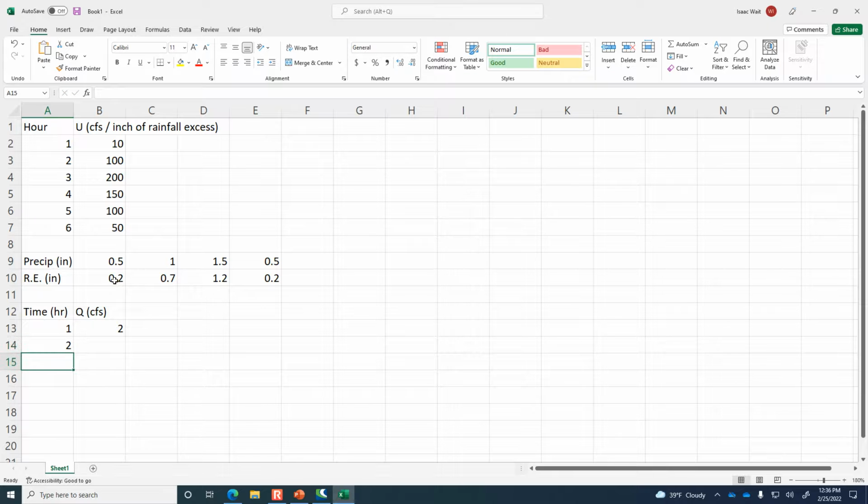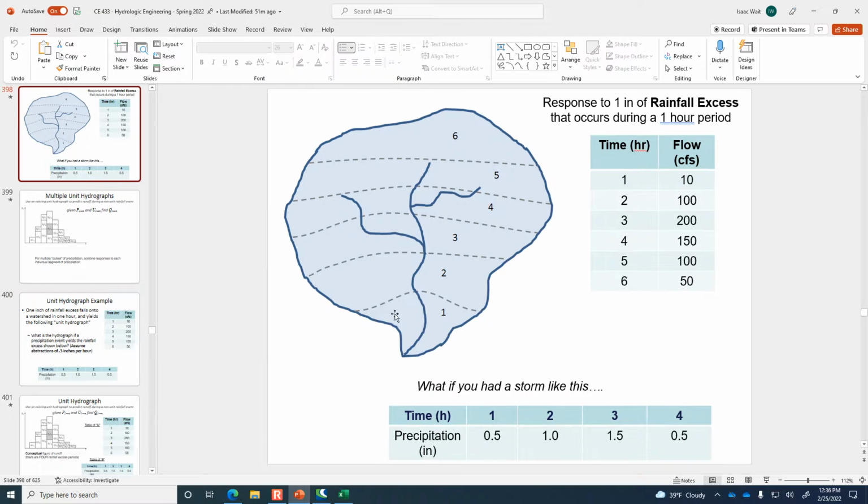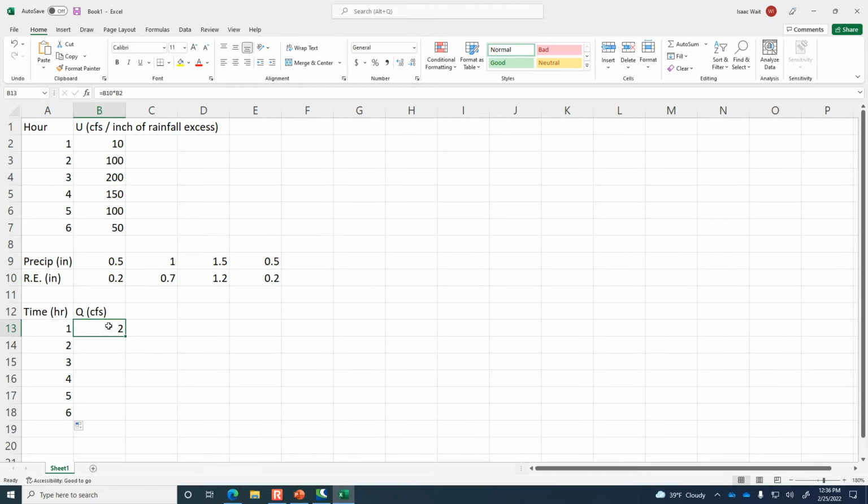Now let's just follow this first pulse of rainfall through the watershed. Okay, so that 0.2 inches, first it was only applying to this close part of the watershed. And then we can anchor the reference to the precipitation amount and then drag it down through the rest of the hours. So it's basically a fifth of the rainfall unit hydrograph. So this is how much flow we would get from just this 0.2 inches of rainfall excess.